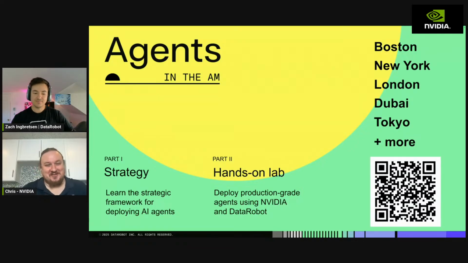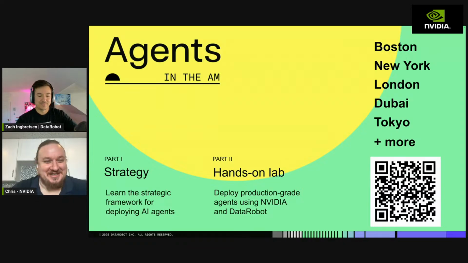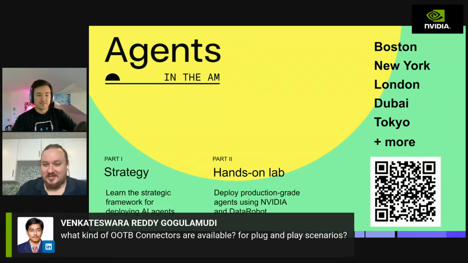Sounds like if there's a will, there's a way with DataRobot. That's good news indeed. We'll go to our last question, guys, and then we will wrap it up. And this is a classic. What kind of out-of-the-box connectors are available for plug-and-play scenarios with DataRobot?